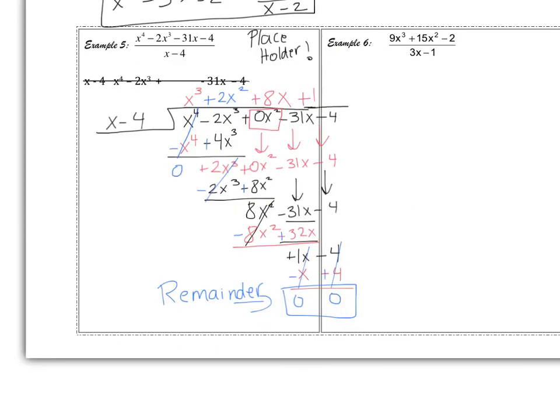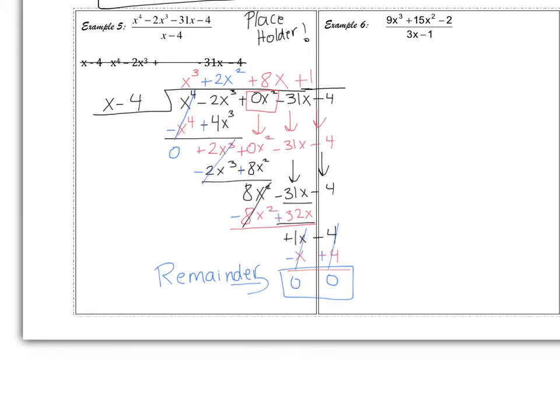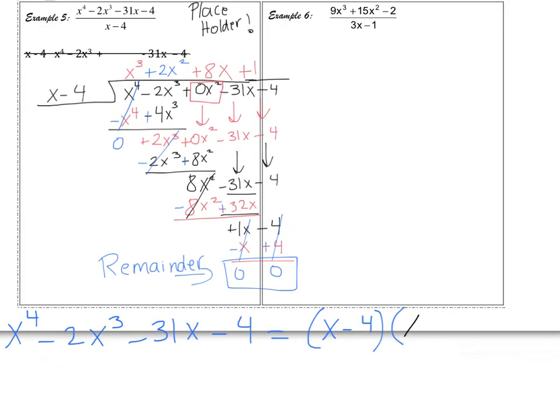Now what does that mean when I divide and I get a remainder of 0? It means that this is a factor. So how do I write my answer? I write my answer as such. I can write it as x to the power 4 minus 2x to the power 3 minus 31x minus 4 is actually equal to the divisor, which is x minus 4, times the quotient, which is in this case x to the power 3 plus 2x to the power 2 plus 8x plus 1. So basically it's the divisor times the quotient.